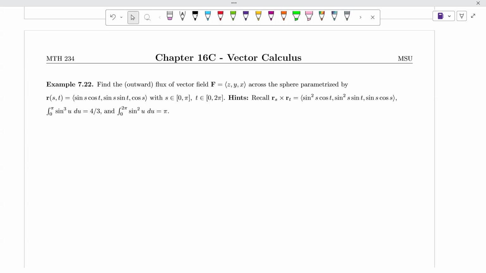So what do we have? We're looking for the outward flux of a vector field. It's zyx. And we're going to parameterize that surface. Oh, hey, look, it's a sphere. It's going to be parameterized by r of s and t, where x is cosine t sine s, y is sine t sine s, and z is cosine s. T is from 0 to 2 pi. S is from 0 to pi. You might recognize that as just the unit sphere. Right? It's just spherical coordinates, but with 1 plugged in for rho.